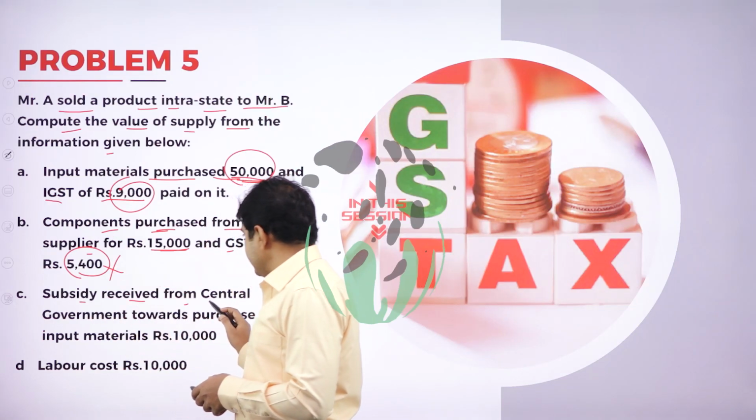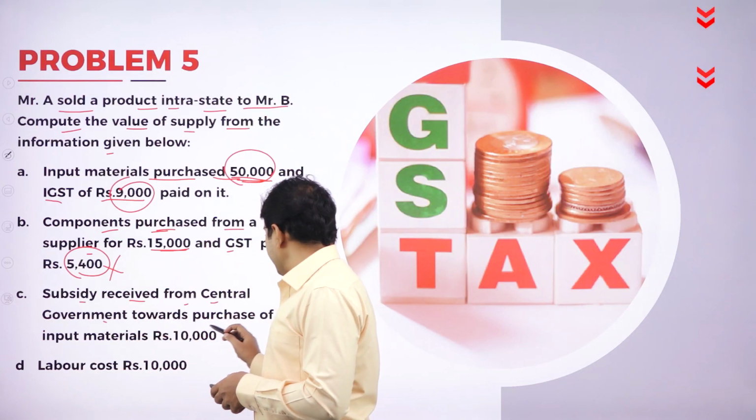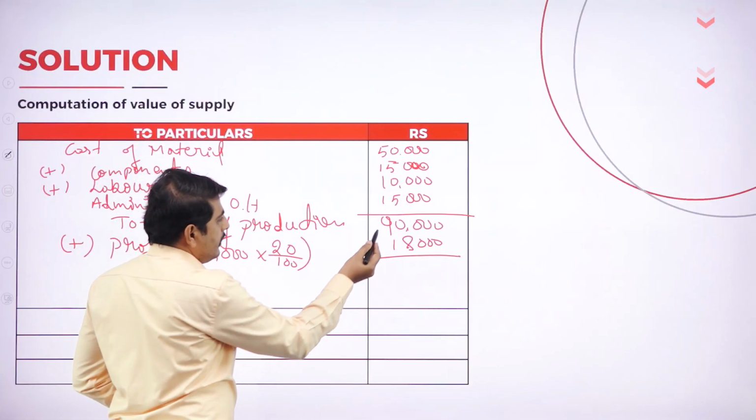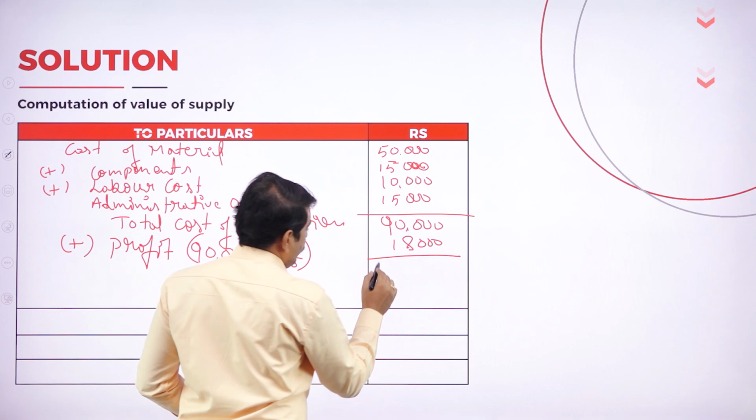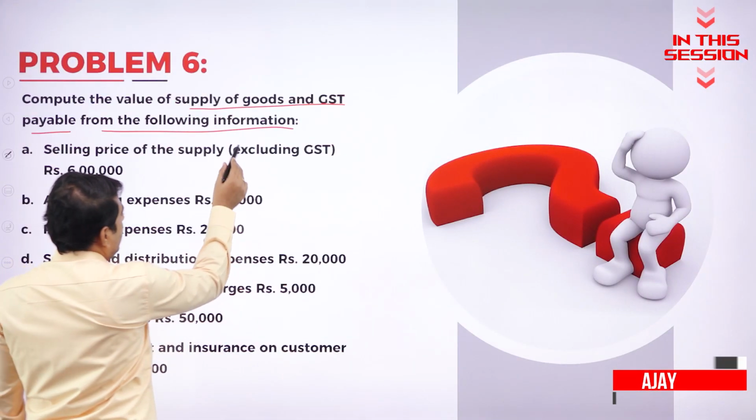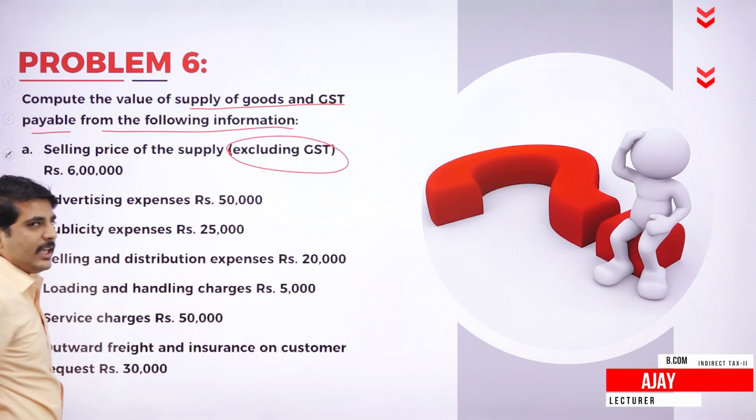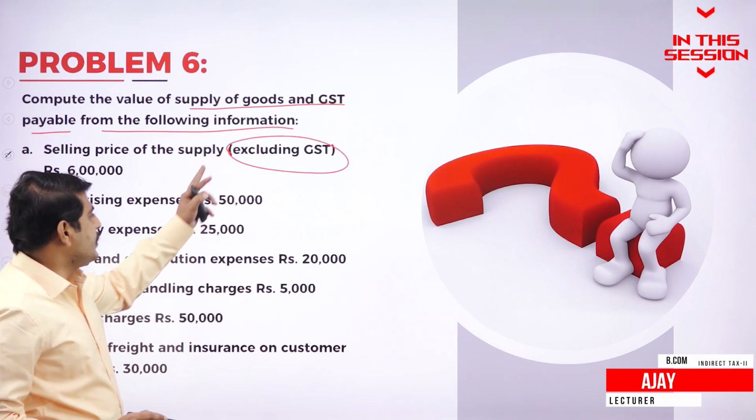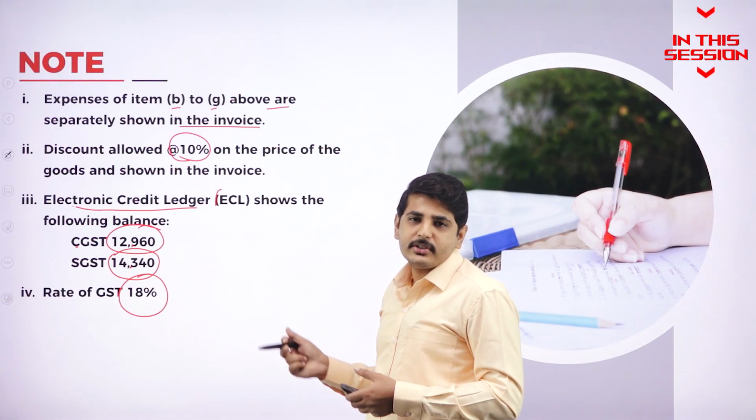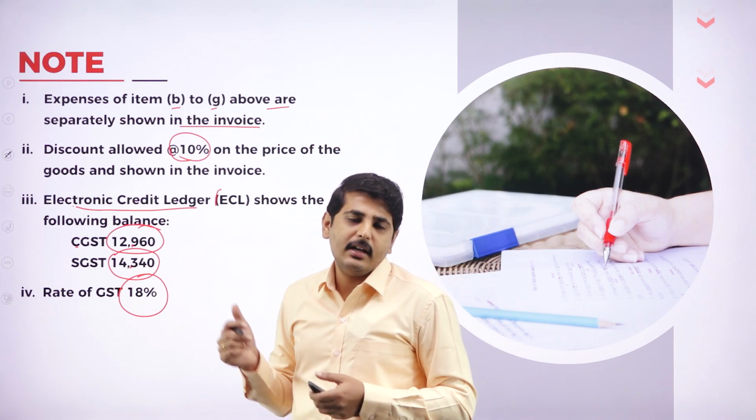Subsidy received from the central government towards the purchase of input material is 10,000. If you add 90,000 plus 18,000 is 1,08,000. Plus excluding of GST. See, once he gives excluding of GST, so we should add all these items. Electronic credit ledger means it is a ledger which shows the input tax credit available.